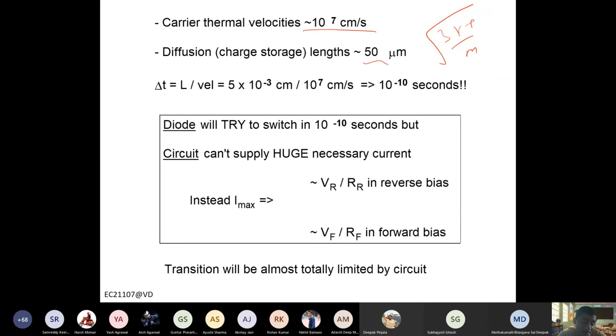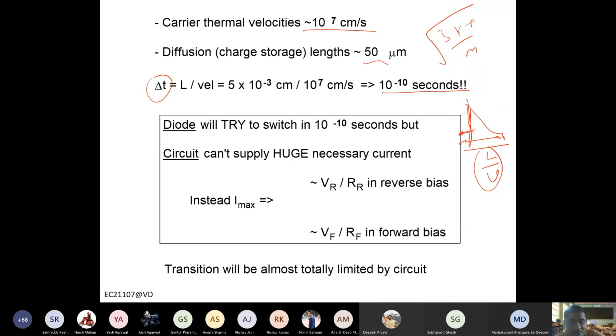So time taken to reclaim these carriers, see, they are extending up to the diffusion length only, right? So the carriers here can be easily removed. So overall, the maximum time will be the diffusion length divided by the velocity, and that comes to around 10⁻¹⁰ second, right? So these carriers can be removed very quickly, within a fraction of a nanosecond.